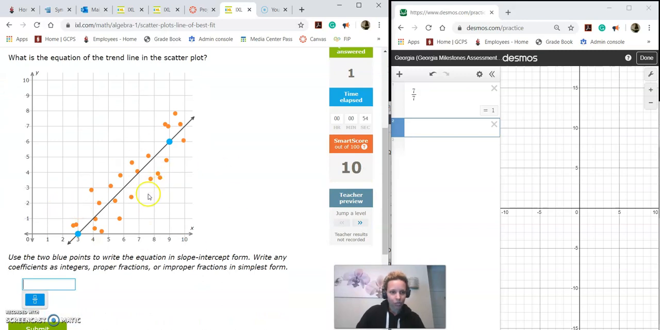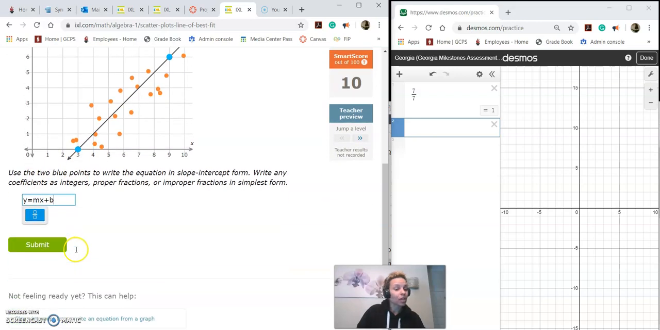Okay, here's a scatter plot. They've already determined the line of best fit goes right here. Use the two blue points to determine what that is. Once again, the equation of any line is y equals mx plus b, where b is the y-intercept. Okay, so maybe this is the issue.